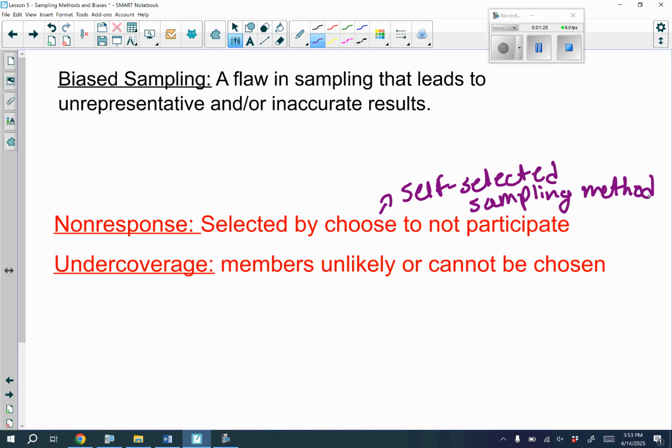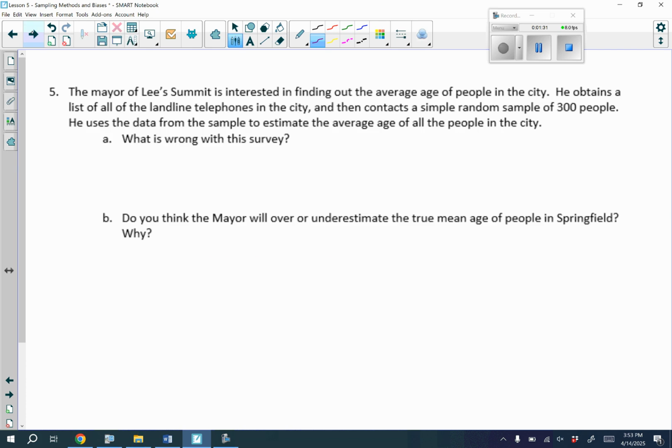So let's do some examples where we figure out how some of our samplings are biased. It says the mayor of Lee Summit is interested in finding out the average age of people in the city. He obtains a list of all of the landline telephones in the city and then contacts a simple random sample of 300 people. Now, he uses the data from the sample to estimate the average age of all the people in the city. 5A asks, what is wrong with this survey? Go ahead and pause the video. Once again, I want you to try these on your own and then play the video again to see if you got it correct or where you were at. So go ahead and pause the video and try 5A on your own.